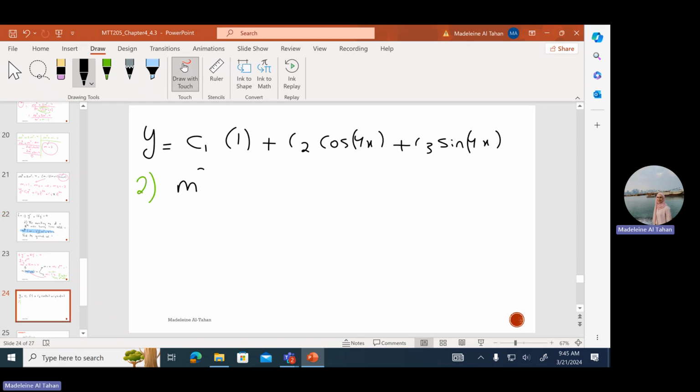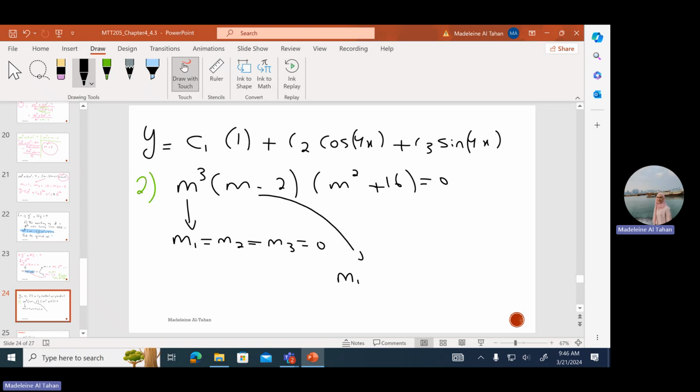So M^3 (M minus 2)(M squared plus 16) equals 0. This one, M1 equal M2 equal M3 equal what? 0. How did we know that it occurs thrice? Because power 3. If it's power 5, how many times? 5. This one will start with 4 now. M4 equal 2. If we have power 3, we will get M4, M5, and M6.